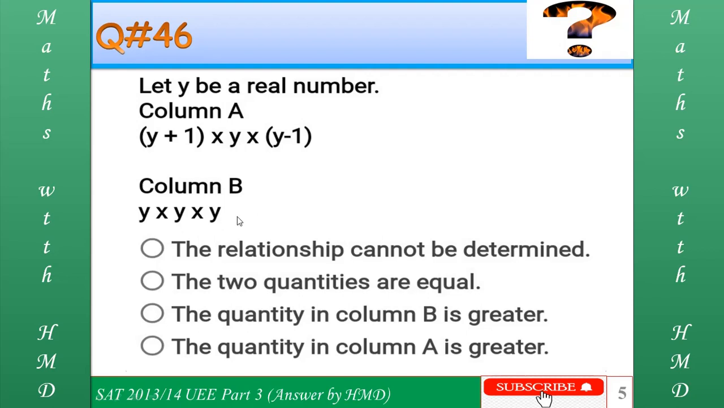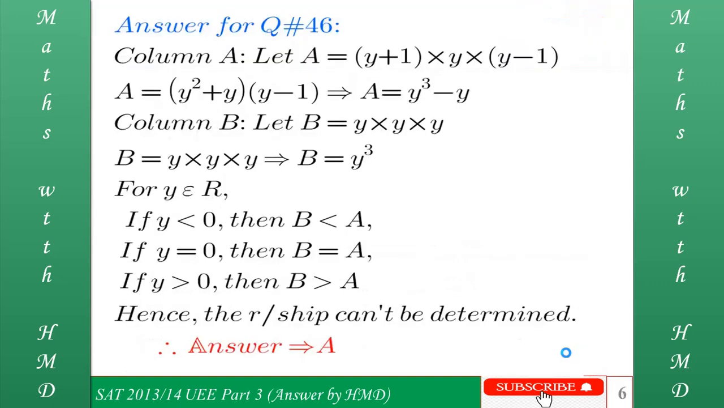Based on this, which is going to be true? A, the relationship cannot be determined. B, the two quantities are equal. C, the quantity in column B is greater. D, the quantity in column A is greater. Which one do you think is correct? Before watching the answer, please try by yourself first and check your answer with my answer, right?